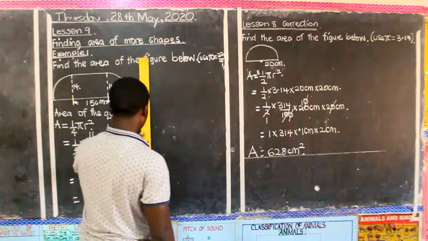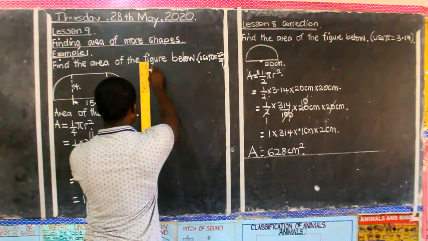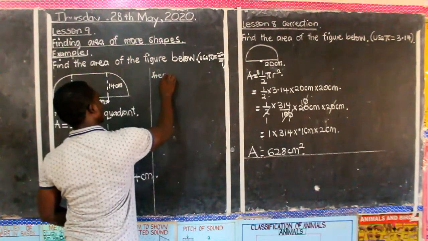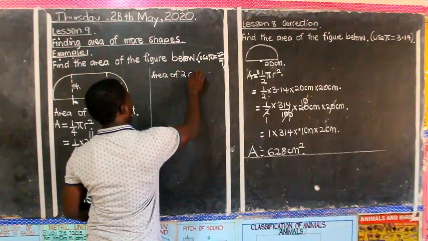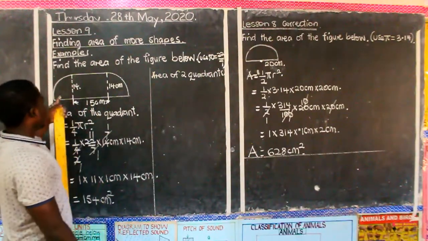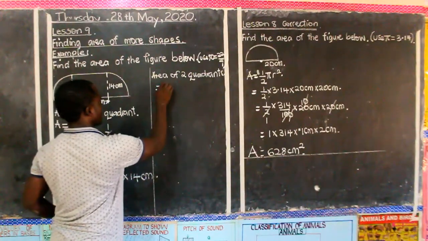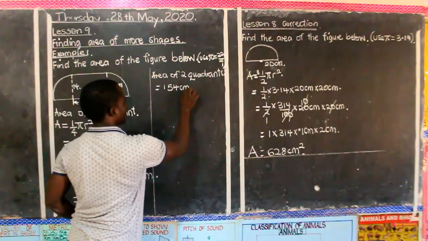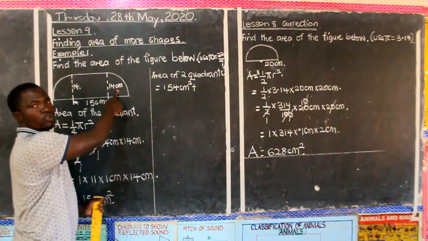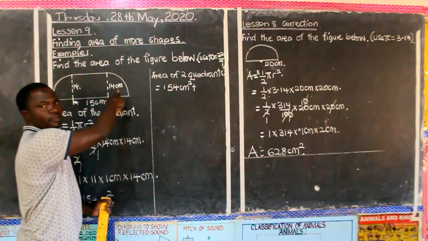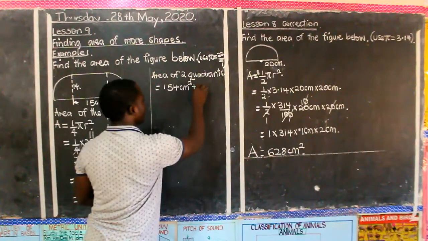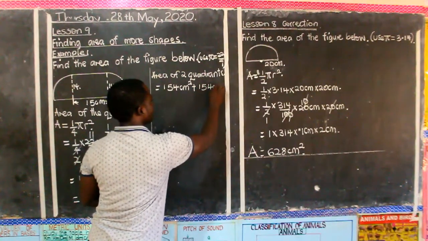So we shall come here and say area of 2 quadrants. One quadrant is 154 square centimeters plus, if this one is 154, even this one will be 154 square centimeters because they are the same. Let me hope we are together. So this we shall say plus 154 square centimeters.